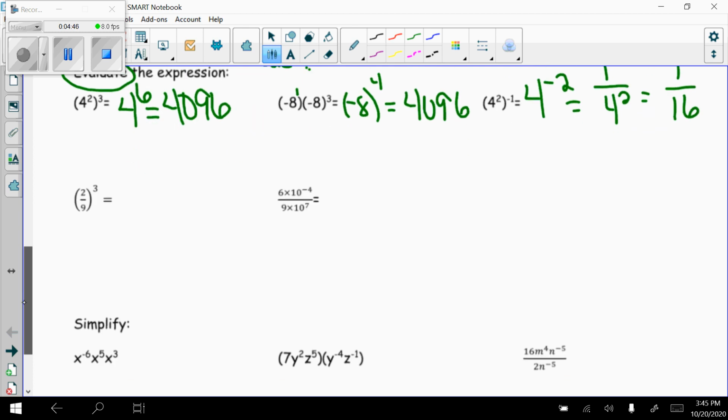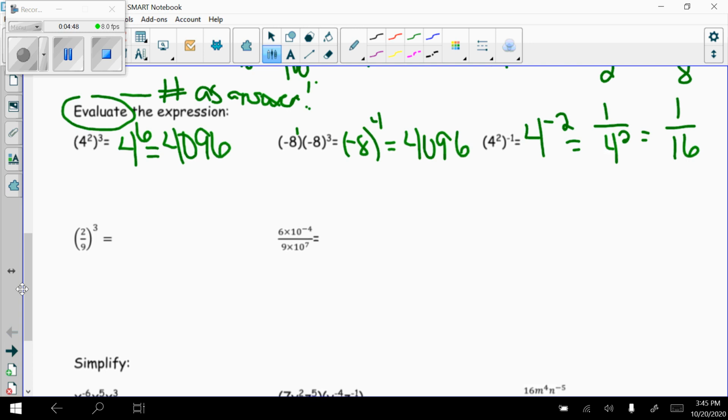All right, the next one, 2/9, all of that quantity cubed, so I can separate this. This is 2 cubed over 9 cubed, but then I can work that out. 2 cubed is 8. 9 cubed is 729. They don't have anything in common that I can reduce by, so that is my answer.